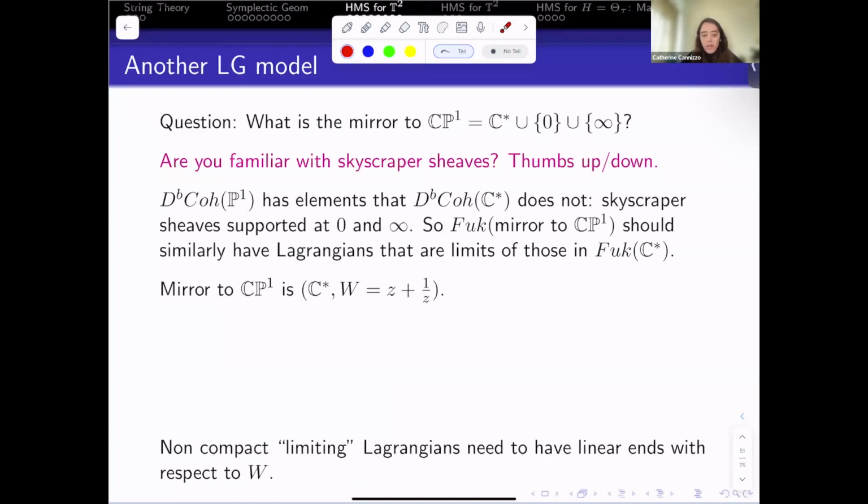Okay, so let's look at CP1. This is now when you add in both 0 and infinity. Since this discussion is about skyscraper sheaves, I wanted to check if you all are familiar with skyscraper sheaves. Yeah, so this is the one where a skyscraper sheaf at a point is supported near that point. So we get a copy of C if Z naught is in U, and we get 0 if Z naught is not in U.